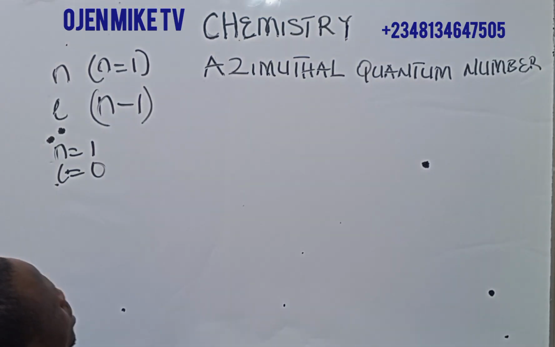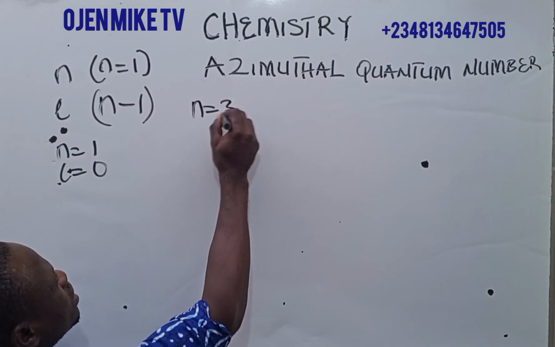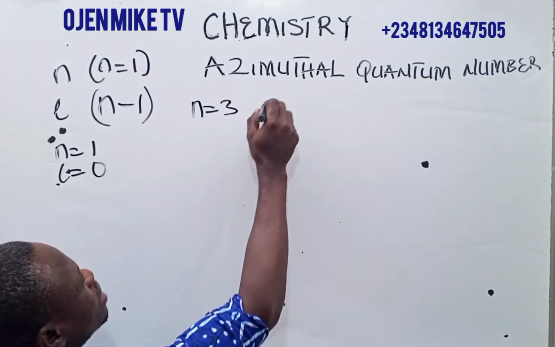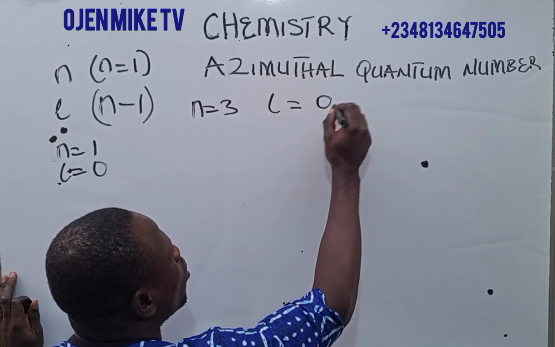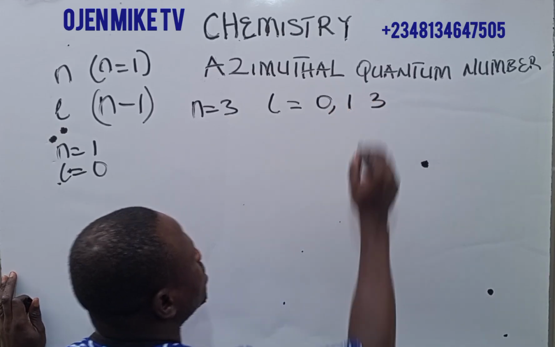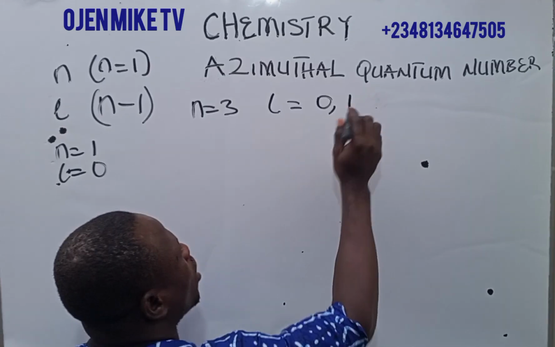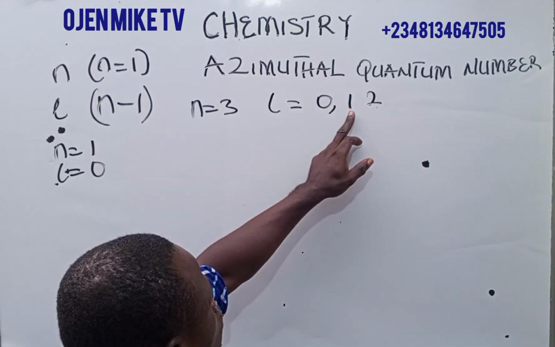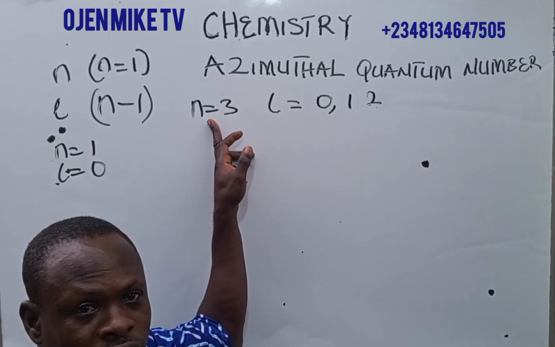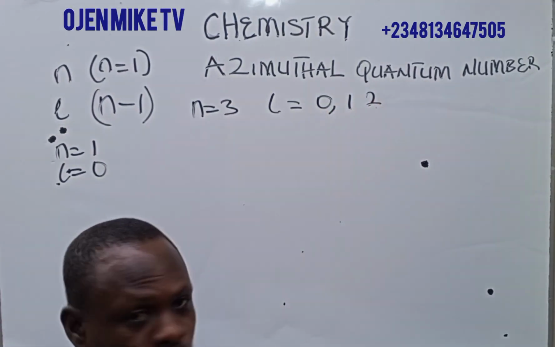So if the principal quantum number n is equal to 3, the value of the azimuthal quantum number will be 0, 1, and 2. There are three values. 1, 2, 3 gives you the principal quantum number, and the azimuthal quantum number will be 0, 1, 2. Do you get that?